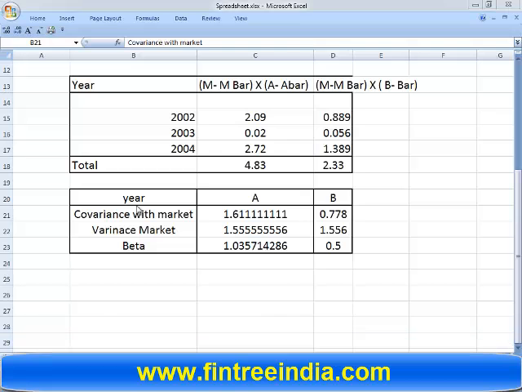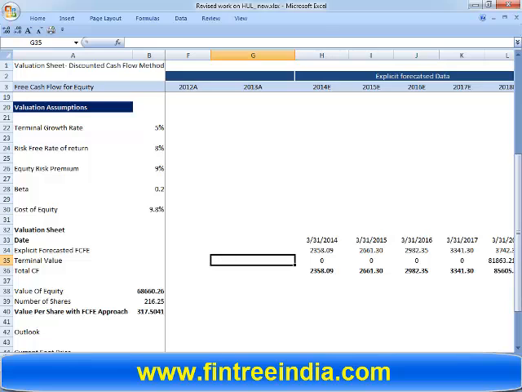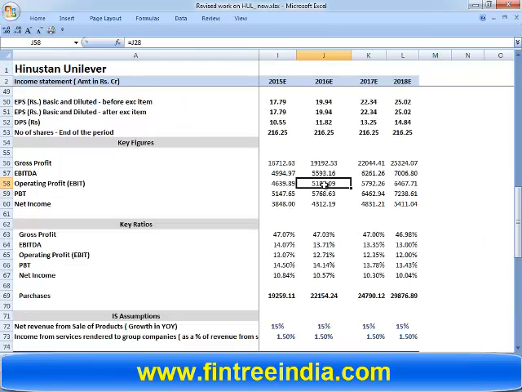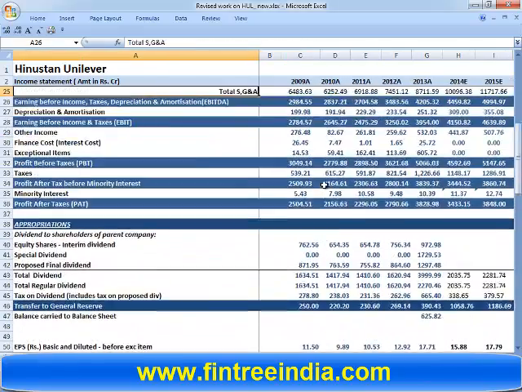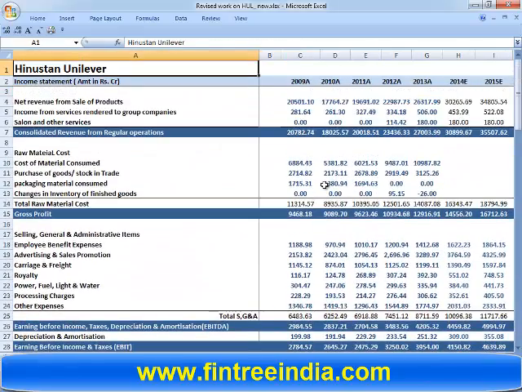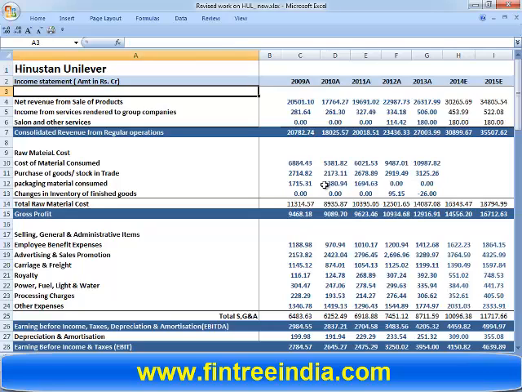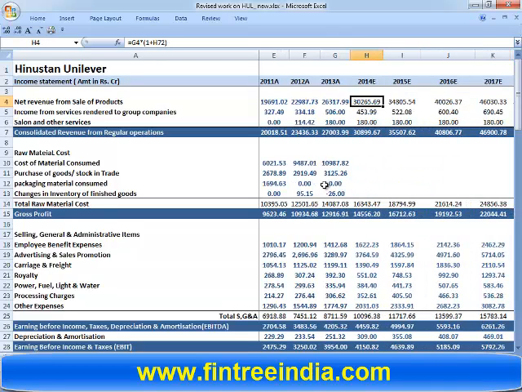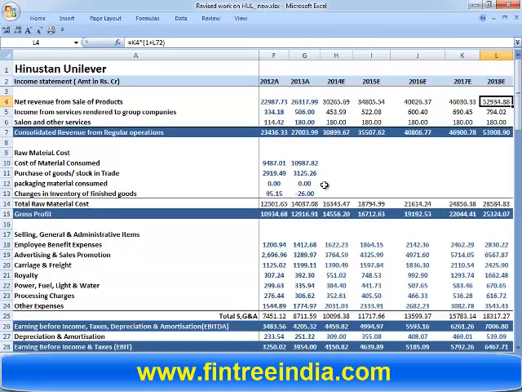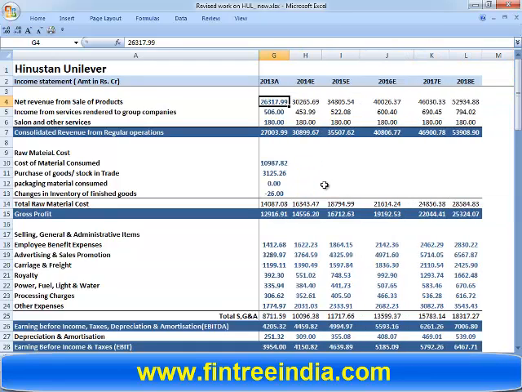See, this is where, let me see if it's a completed model. We've built a model on Hindustan Unilever. The purpose of this model is that we want to value a company. We want to value Hindustan Unilever here. So what we've done is we've hard-coded data for 2009, 10, 11. That means we've just captured this data from the annual report. And then we've forecasted data for subsequent years: 2014, 15, 16, 17, 18. So in my model here, I've forecasted data for 5 years.